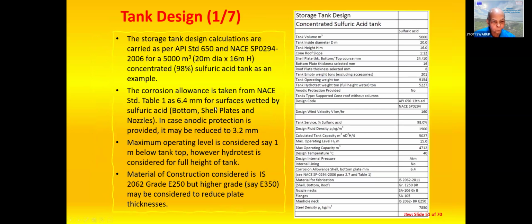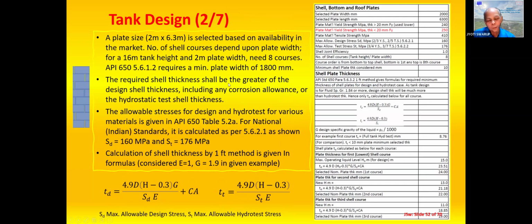And for the circumference, you take the length, basically 6.3 meters. So whatever the circumference, you put the number of plates in the welding. Now, API requires a minimum plate width of 1800 millimeters. So I have selected a 2 meter wide plate, or it could be even higher.